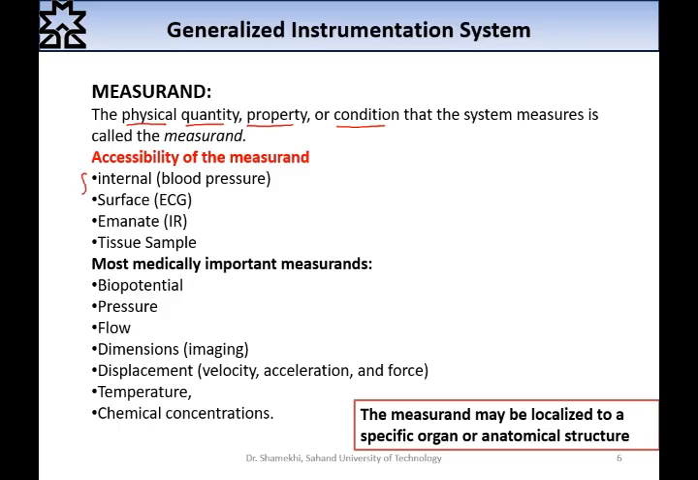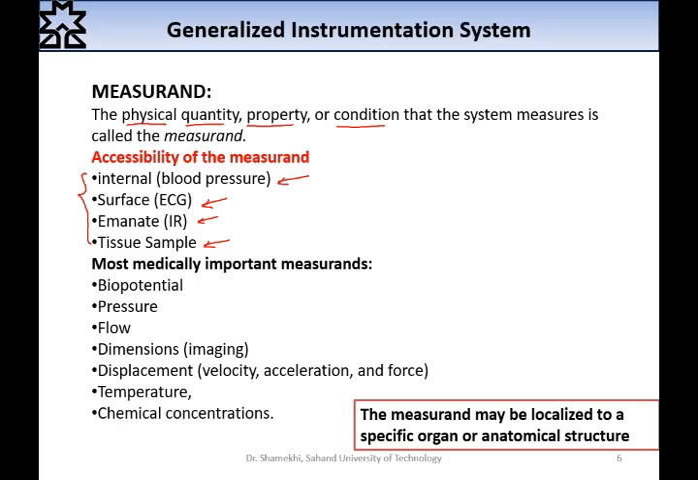measurands into these categories: internal measurands, such as blood pressure; surface recordings, like ECG, electrocardiogram; emanations, such as infrared rays, infrared waves; and also tissue samples can be a type of measurand.